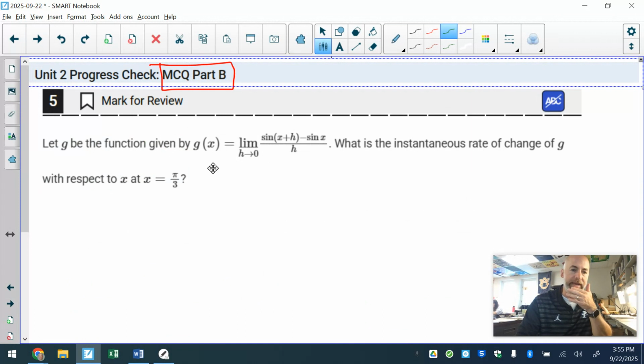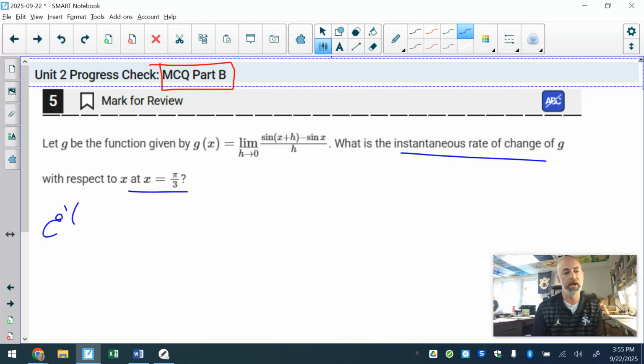Let's go on. I want to look at number 5, and this is from Progress Check B on Unit 2. And it says, g is this ugly function, and then I skip to the end. Sometimes it's good to read questions from back to forward, and it asks for the instantaneous rate of change of g at pi over 3. In other words, what is g prime of pi over 3?